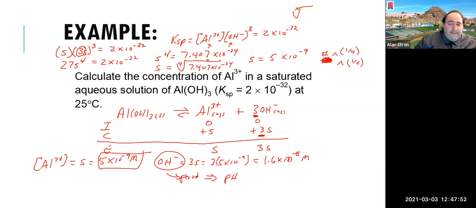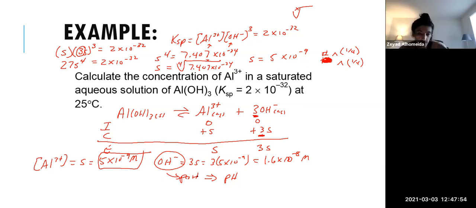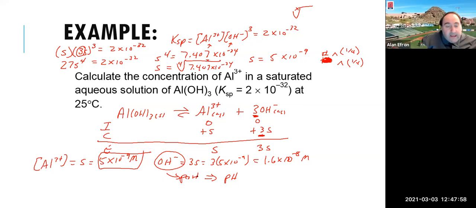Any questions on that? Professor, did you just calculate the OH to show us? Yeah, it didn't ask for it, so I just calculated it to show it to you. And again, in a problem like this, because you do have a hydroxide, you could also get things like the pH and pOH from it as well. But in this problem, it just asked for the aluminum.